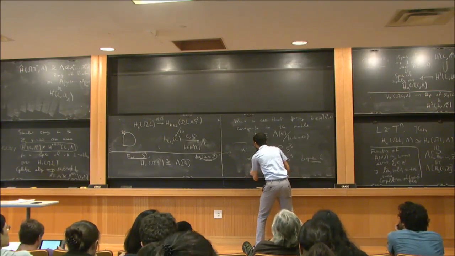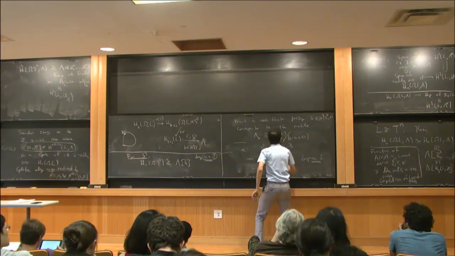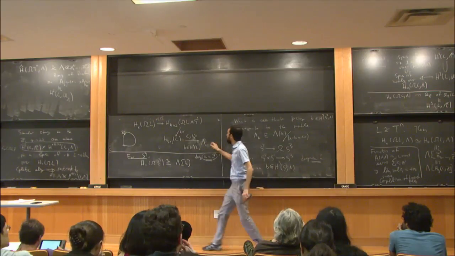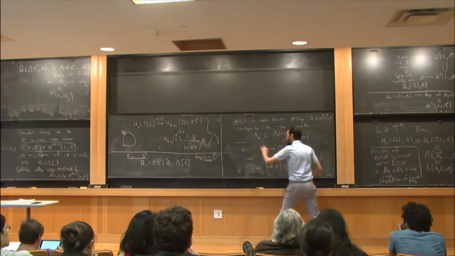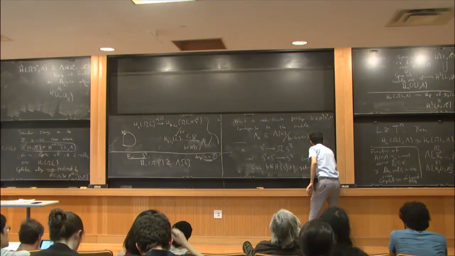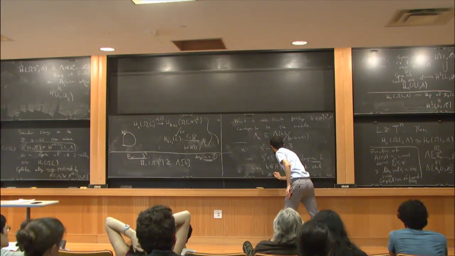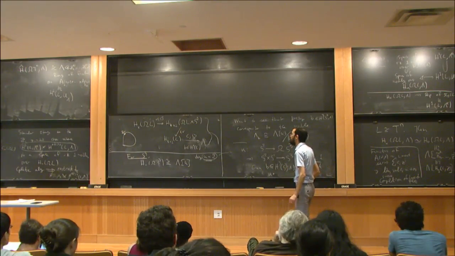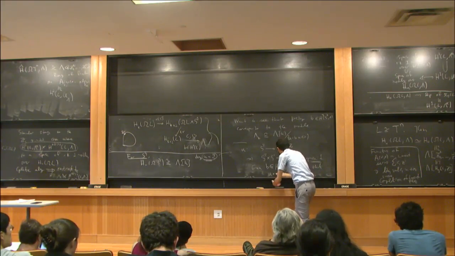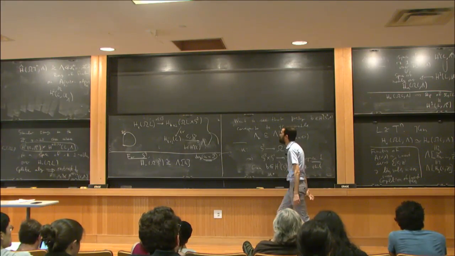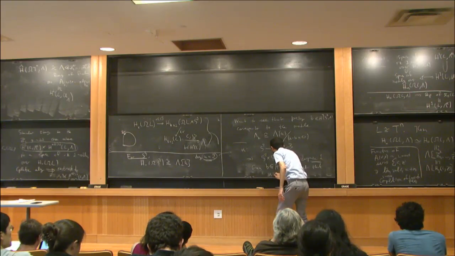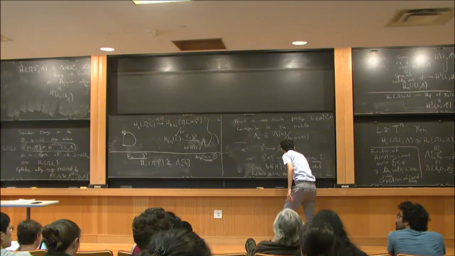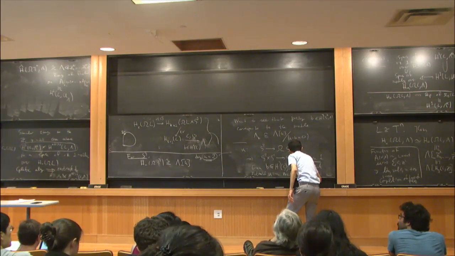So given b in H3 of S3, if I apply this recipe, I should get that the action of u equals multiplication by b.